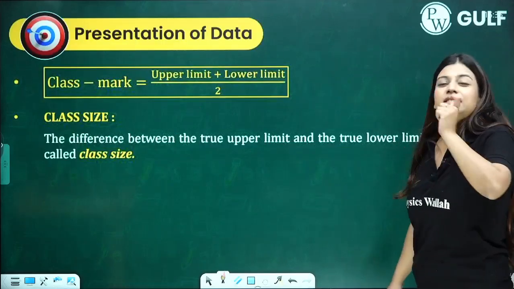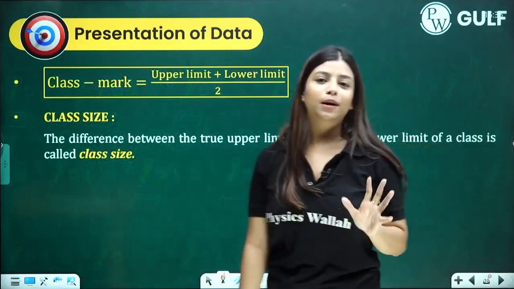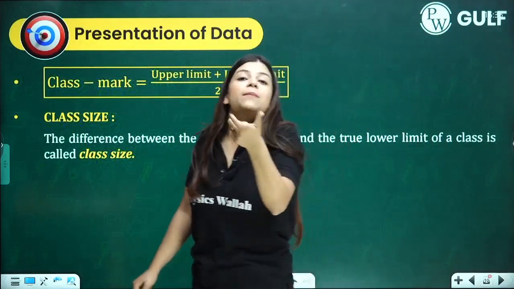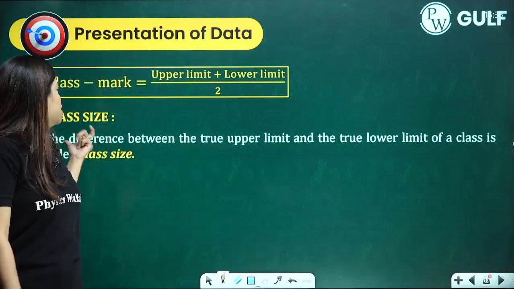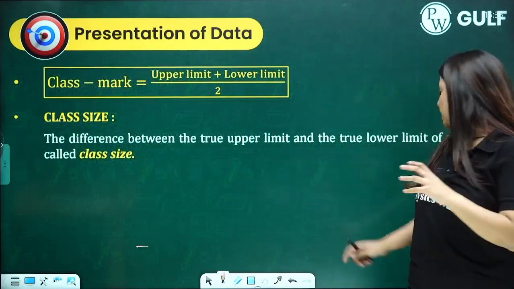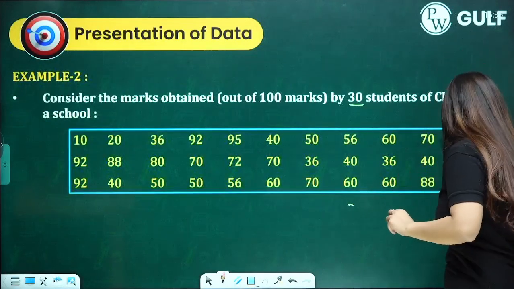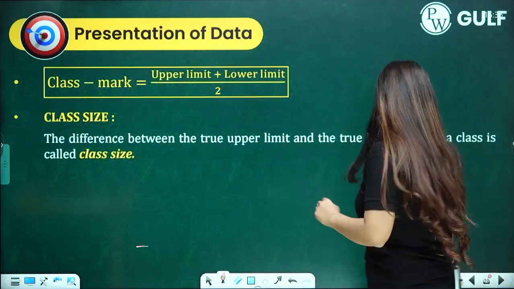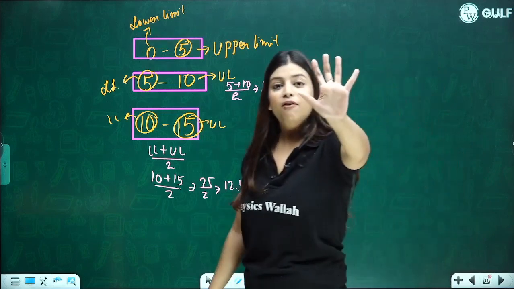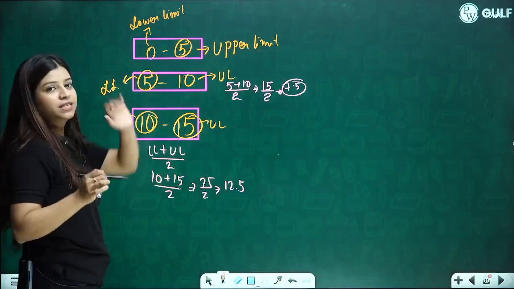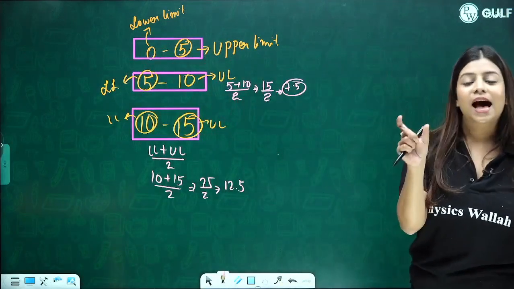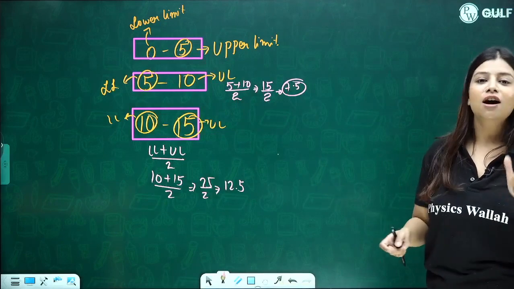The next is class size. The difference between the upper limit and the lower limit. These are two different things. Class marks means upper limit plus lower limit divided by 2, whereas your class size means the difference, the gap between the two limits. Right? For example, the example that we have taken, from 10 to 15, what is the gap? 5. From 5 to 10, what is the gap? 5. So generally we tend to take the exact same class size in all the class intervals.